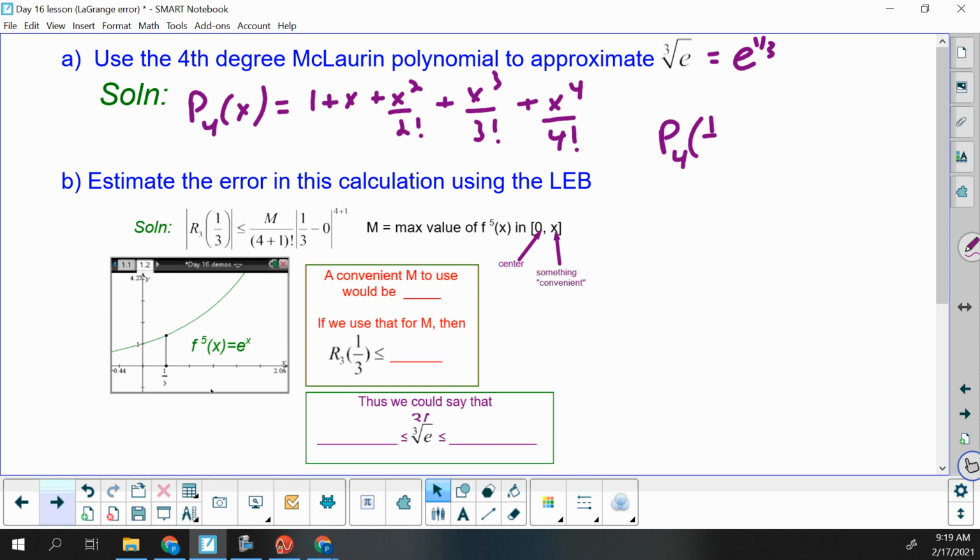If we sub in a third to that, and just evaluate it on your calculator, you would get 2,713 over 1,944.